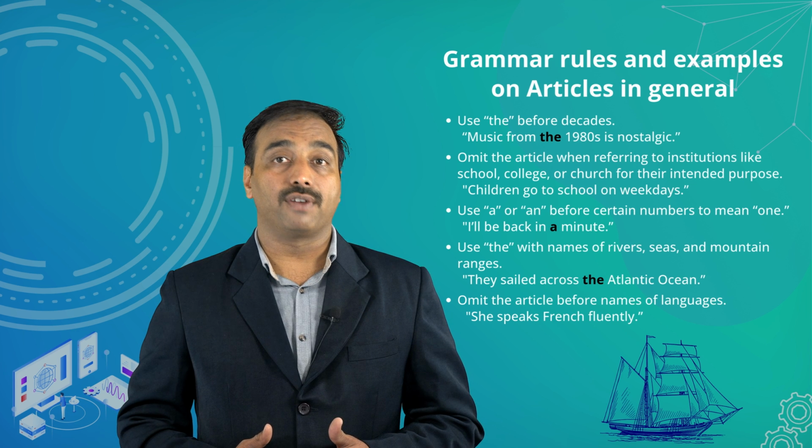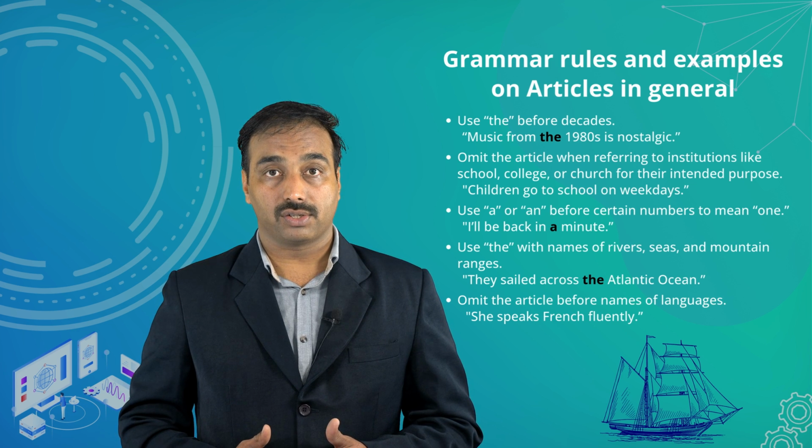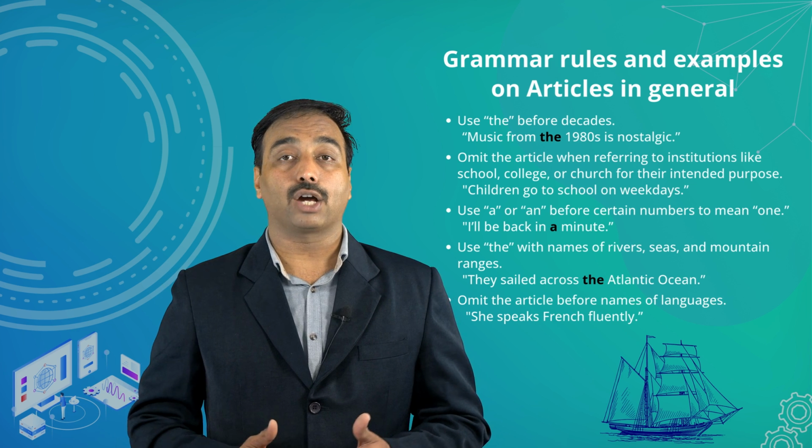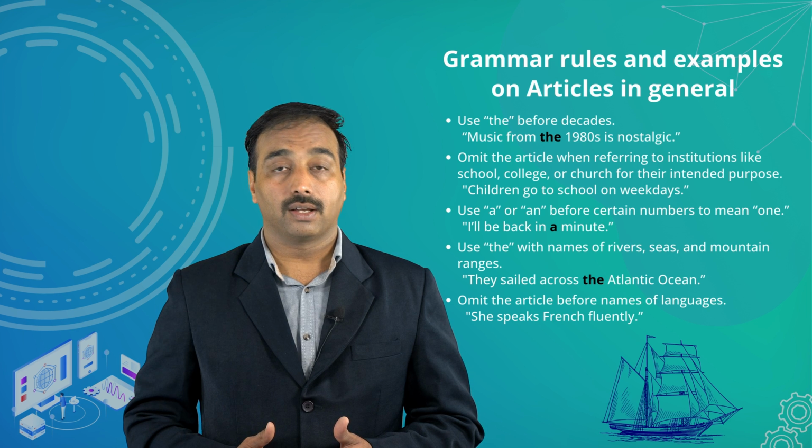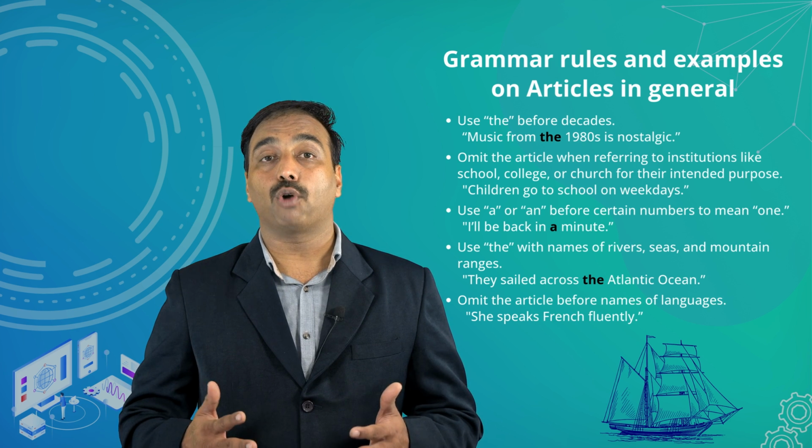Use the with names of rivers, seas and mountain ranges. For example, they sailed across the Atlantic Ocean. Atlantic Ocean is a specific body of water.